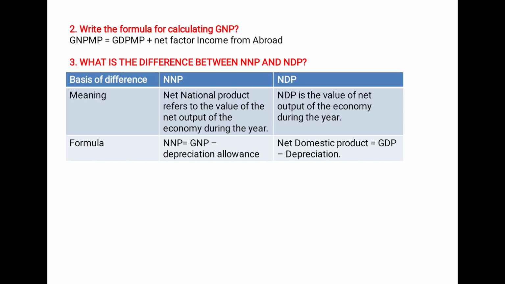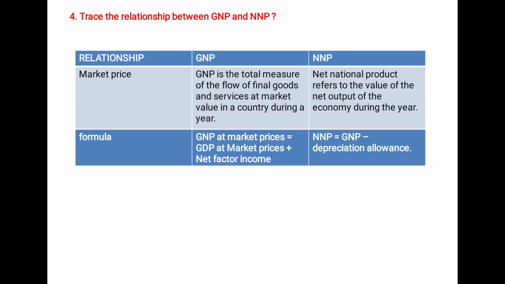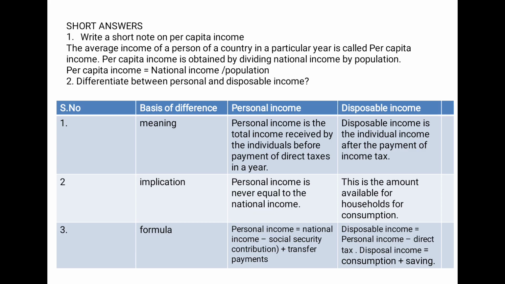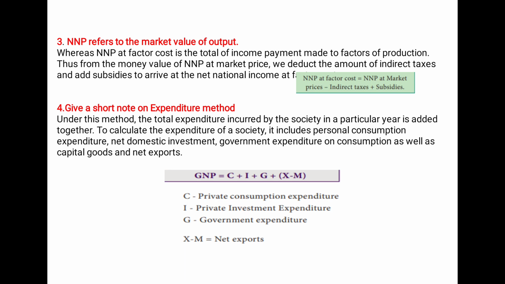We have seen what is the formula for GNP, what's the difference between NNP and NDP, then trace out the relationship between GNP and NNP. Then we have seen write a short note on per capita income, personal income and disposable income. So today we are going to see NNP refers to the market value of output.